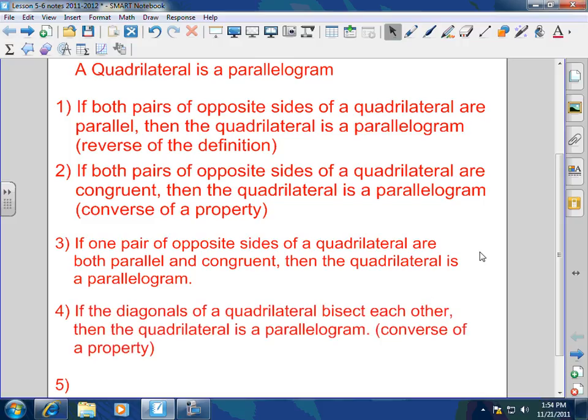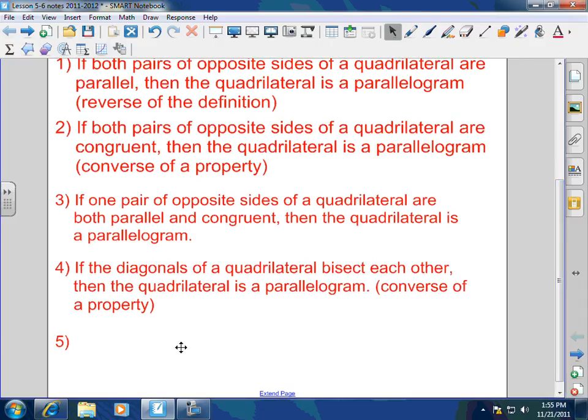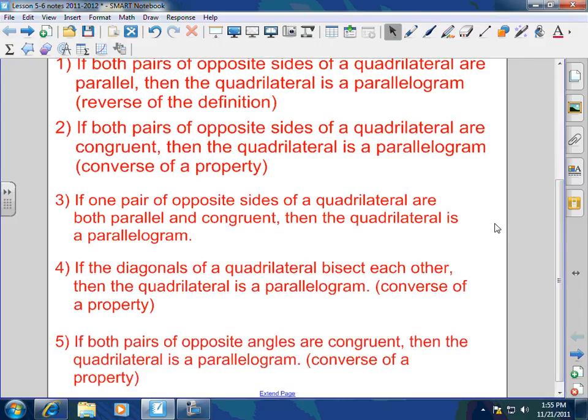If the diagonals of a quadrilateral bisect each other, then the quadrilateral is a parallelogram. And this is the converse of the diagonal property. Remember, the converse switches "if P then Q" to "if Q then P." And last but not least, if both pairs of opposite angles are congruent, then the quadrilateral is a parallelogram.